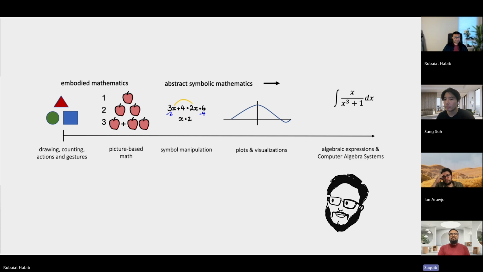And that part is very important to me, because in this particular diagram, what you're seeing is that I tried to lay out the sequence of mathematics that we learn over our lifetime. So we really start with tactile materials, like we draw stuff in our childhood. We are learning to count. We use actions and gestures to move and group different objects. That's how we start learning some of the addition and subtraction principles. And then there is picture-based math that we start learning in books. And a lot of these things are actually part of what I call embodied mathematics.